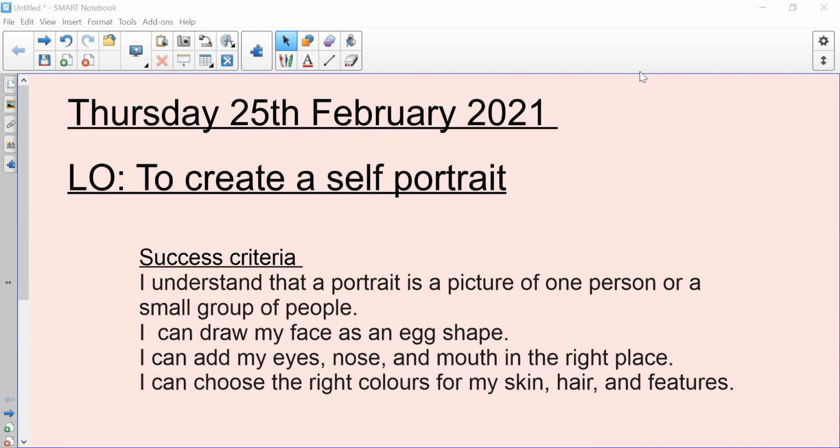So hopefully we've only got a few remote learning art lessons until we are back in school. So we wanted to make sure that our lessons were things that you could do with minimum resources possible.